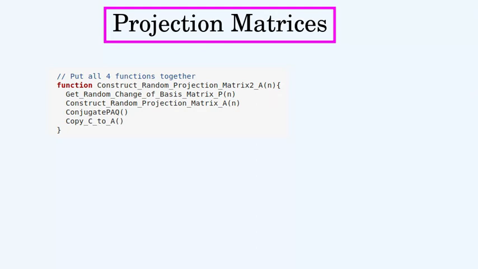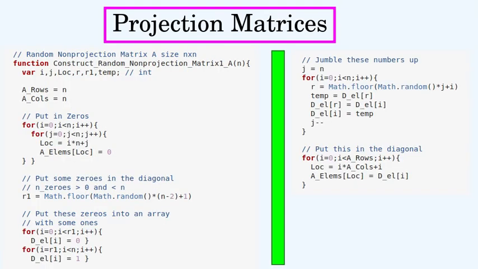We can combine all these 4 functions into one function to give us a random projection matrix to put into A. We've calculated it in C, and now we have to copy it to A in the last line of code here. Now we have to calculate an example of a non-projection matrix that's only just a non-projection matrix.